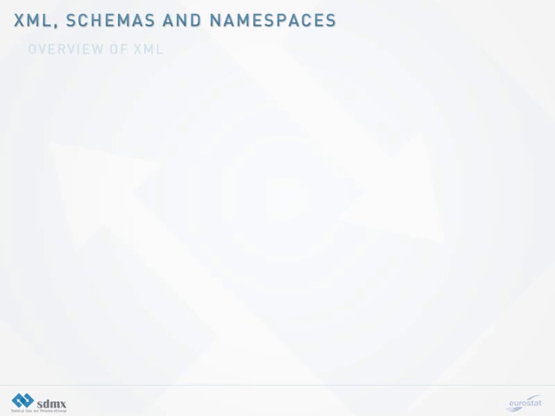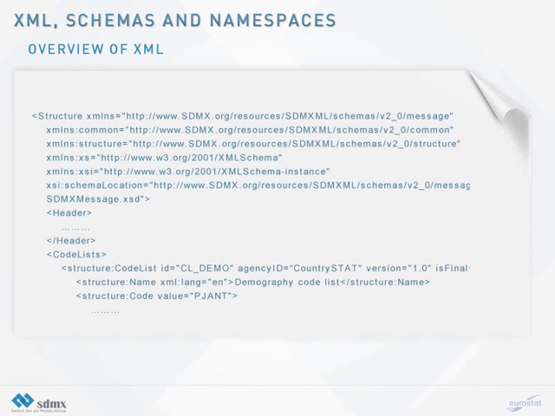A namespace declaration applies to all element and attribute names whose prefix matches the one specified in the declaration of the namespace. The following is an example of a DSD where the elements match the prefix structure declared. This DSD belongs to the demography domain. The prefix structure is defined here. We can see the different elements that are using the prefix: code list and name, for example.